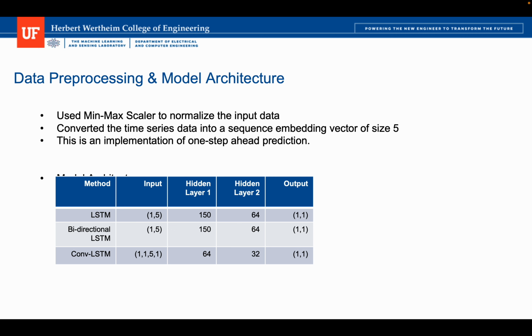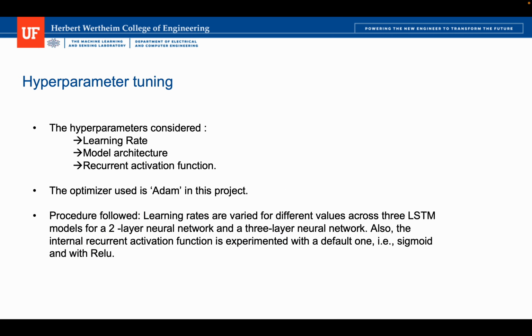And this is the model architecture for the different methods used: the LSTM, bidirectional LSTM, and the convolution LSTM. I've used a dropout of 0.2 after hidden layer 1 and 0.4 after layer 2. The kernel size for convolution LSTM is 1. And let's go to the hyperparameter tuning.